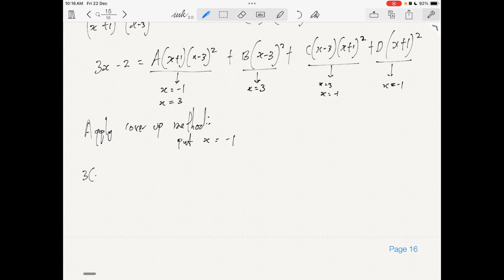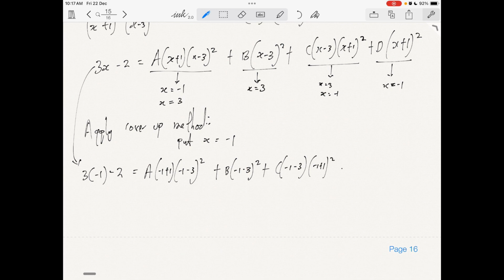So when we put x to be -1, we have that 3 into -1 minus 2, that means we are substituting x to be -1 into this equation, is equal to A into (-1 + 1)(-1 - 3)² plus B into (-1 - 3)² plus C into (-1 - 3)(-1 + 1)² plus D into (-1 + 1)². Now -1 plus 1 is 0, so it will make this 0, it will make this also 0, and likewise this.